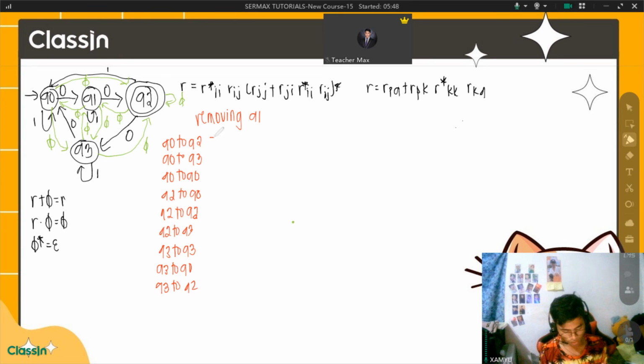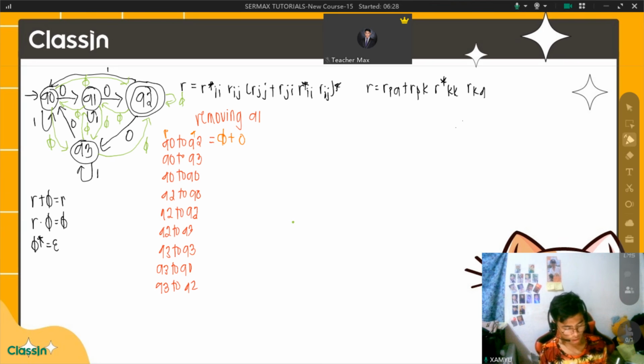So right now, for example, this one will follow the formula that we have, RPQ. Let's try to use another color. This will be your P and this will be your Q. So from Q0 to Q2, what will be the transition from Q0 to Q2? Q0 to Q2, that is null. Okay, null, plus RPK, that is P Q0 to K, that is Q1. So Q0 to Q1, that is 0.